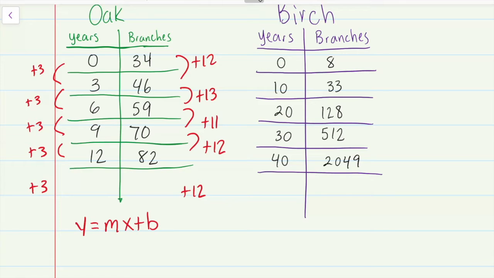Well, let's do a little quick review on this. Letter b is always going to be the y-intercept. That's when x is 0. And letter m is going to be the slope, the rise over the run.